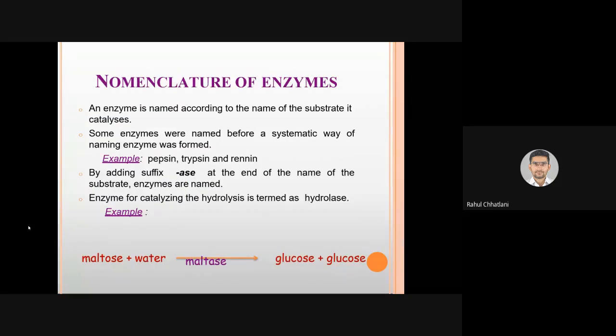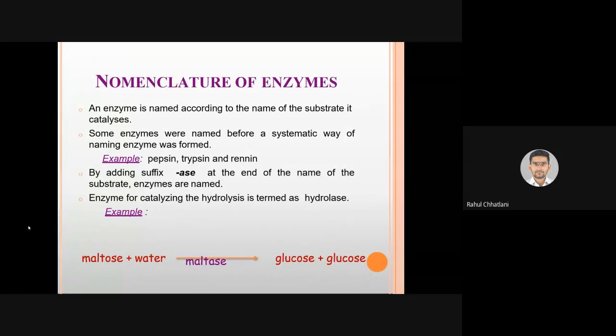Nomenclature. Yes, how do you name enzymes? How are enzymes named? So it is simple, as we talked about. Take the name of the substrate and add ASE at the end, that is an enzyme name. Simple as that. So an enzyme is named according to the name of the substrate it catalyzes. The enzyme's name comes from the substrate.